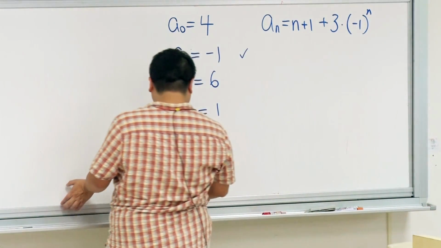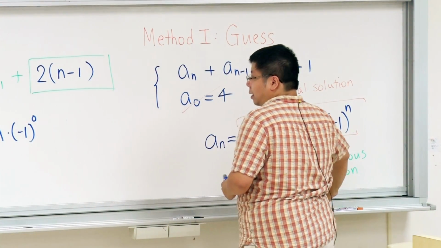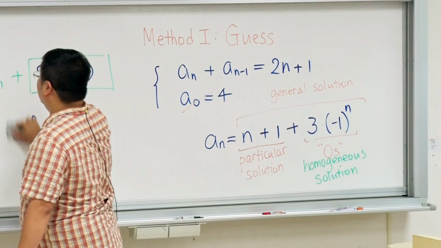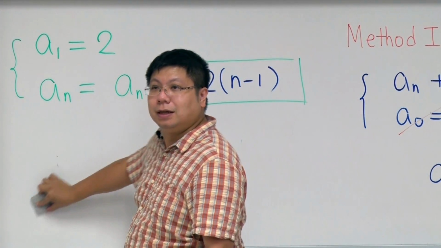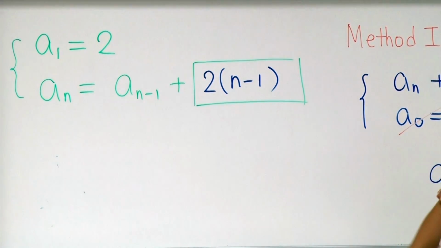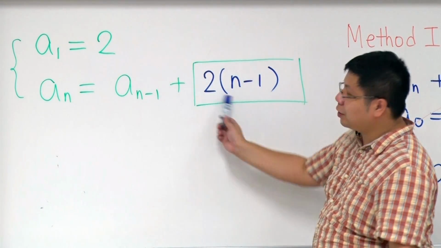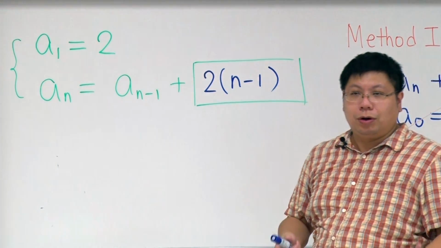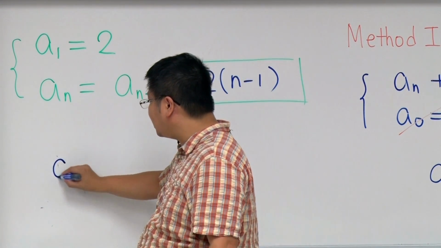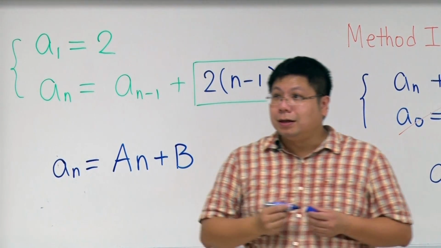How do we guess? So let's try this one. How do we guess? So we hope to get a particular solution, right? How do we guess? So first of all, a_n and a_(n-1) is related to a function that has n there. So originally, the first thing that we may try to guess, this is the best way to guess, is let's try to guess a_n is in the form of some function an plus b. Does that make sense?